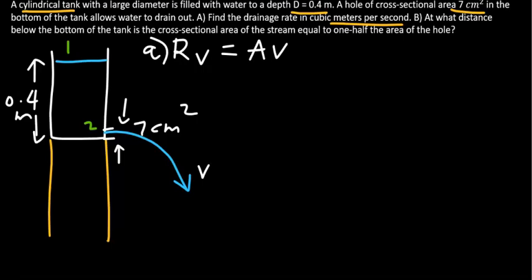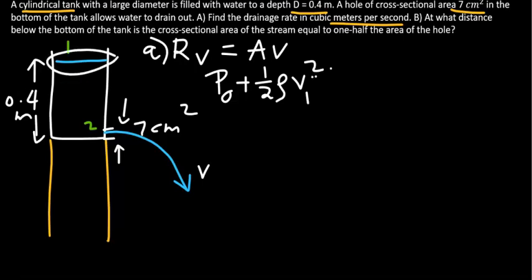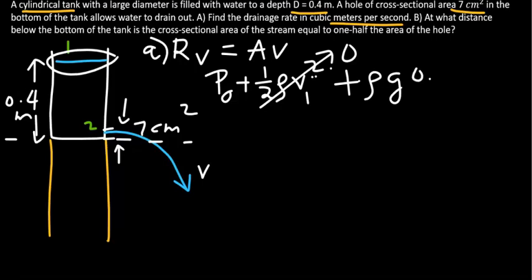At point 1, which is open to atmosphere, the pressure is P0, and then you have half rho V1 squared. Now we are going to assume the speed there, where the water level is still, to be 0. And then the third term, the density times gravitational acceleration, times the vertical position. Now we shall measure the vertical position in this case from that level. So that would make the vertical position of point 1, 0.4.